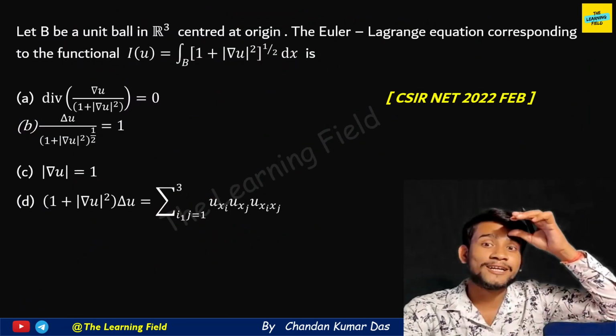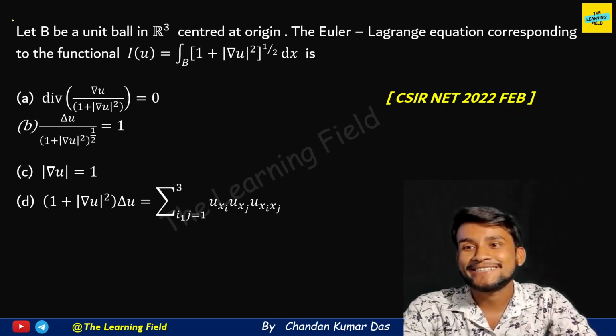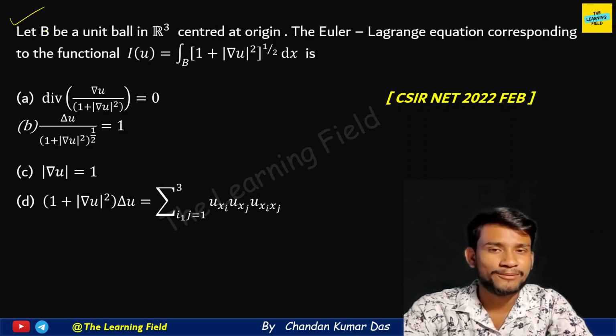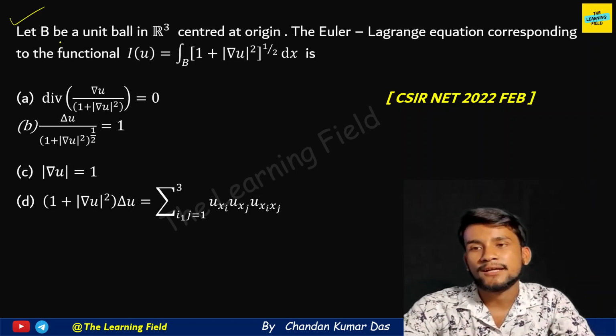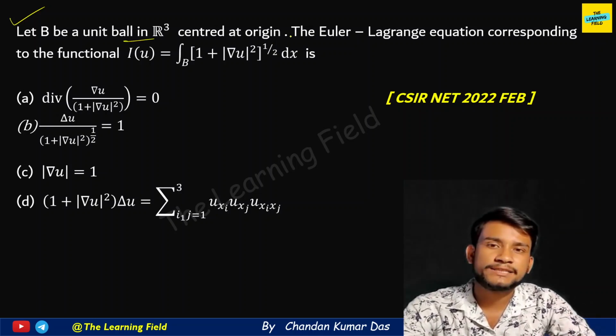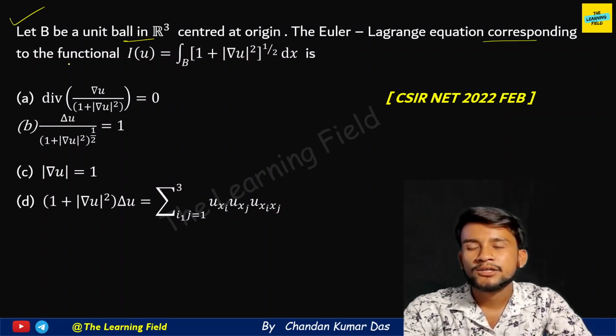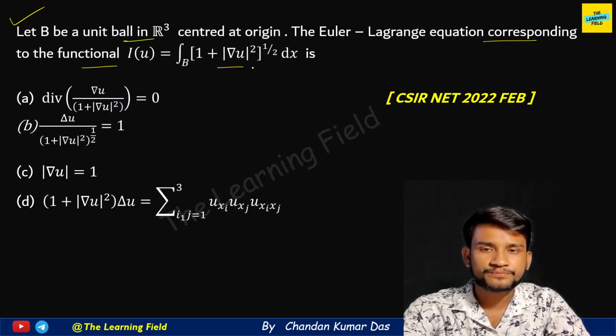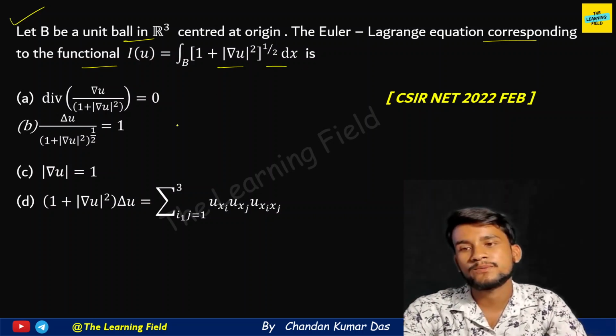Now going to the vital problem. This is the third problem and the end problem of today's class. Let B be a unit ball in R3 centered at the origin. The Euler-Lagrange equation corresponding to the functional I(u) equal to the integral over B of (1 plus |grad u|^2) to the power 1/2 dx is equal to, and these four options are given.